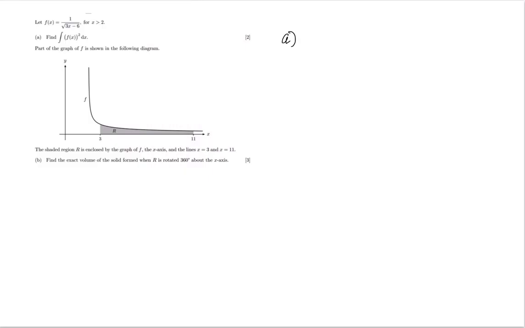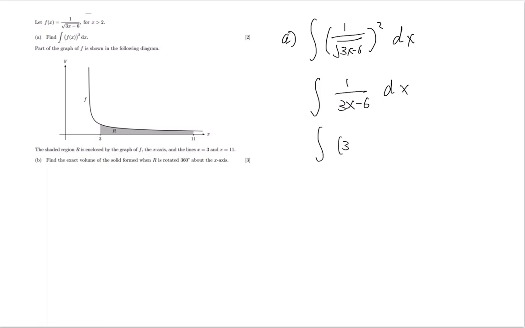For part A, we know that it's the integral of the square of 1 over root 3x minus 6 dx. So we can take the square root out to equal the integral of 1 over 3x minus 6 dx. And it's easier to write it this way, 3x minus 6 to the power of negative 1 dx.